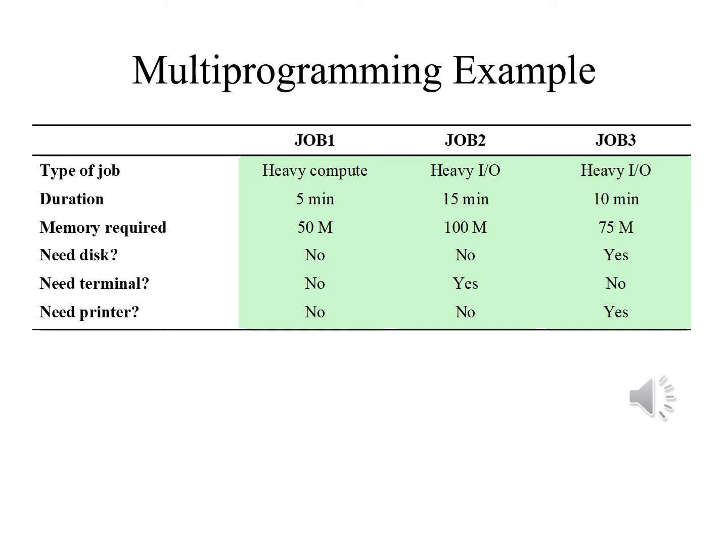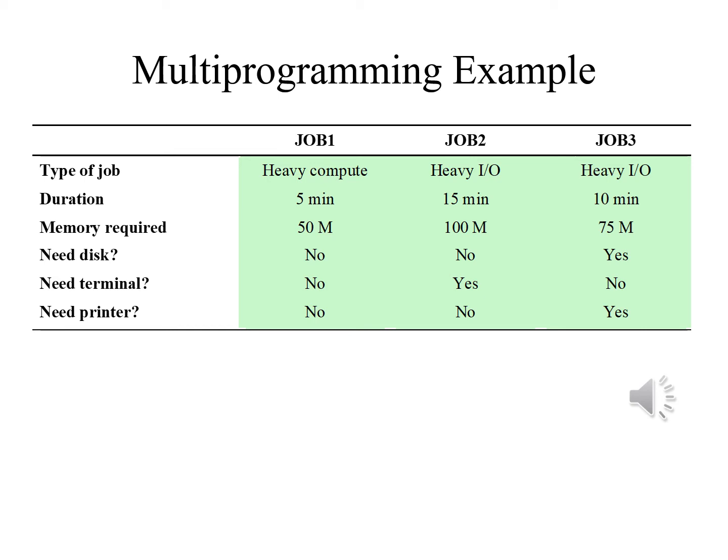To illustrate the benefit of multiprogramming, we give a simple example. Consider a computer with 250 megabytes of available memory not used by the operating system, a disk, a terminal, and a printer. The 3 programs, Job 1, Job 2, and Job 3, are submitted for execution at the same time with the attributes shown in the table on the slide. We assume minimal processor requirements for Job 2 and Job 3, and continuous disk and printer use by Job 3.